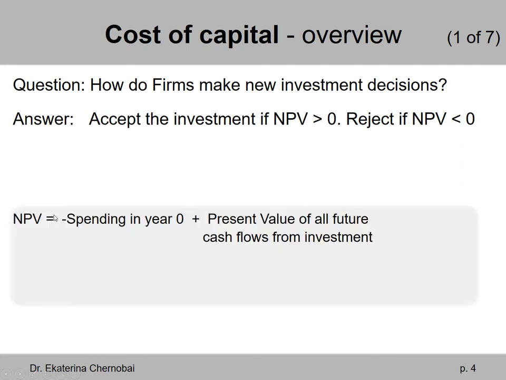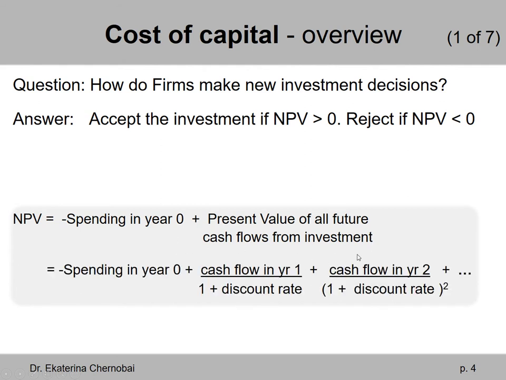How do we find the net present value? The net present value formula says we take spending in year 0, which is a negative cash flow, and add the present value of all future cash flows coming from this investment. Let's kind of expand it a little bit.